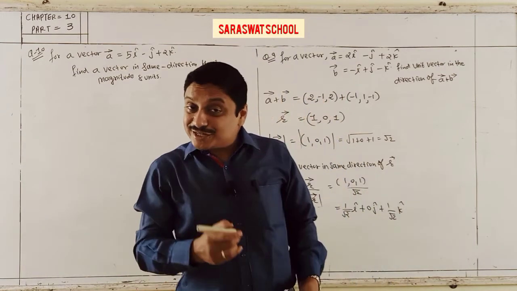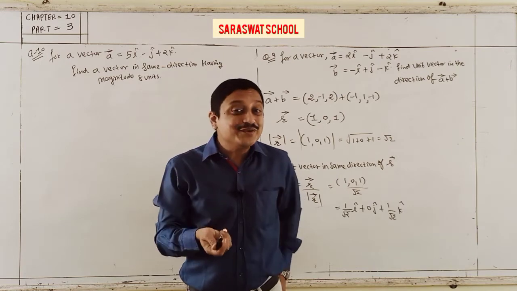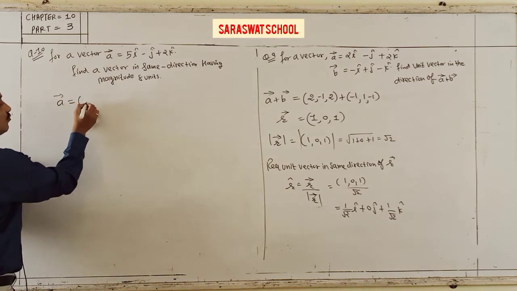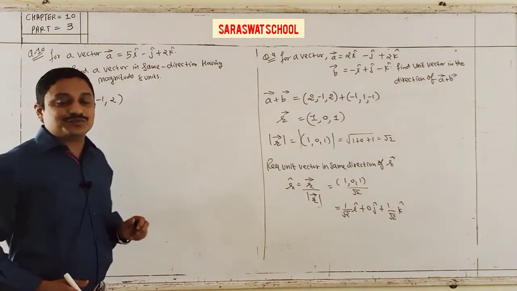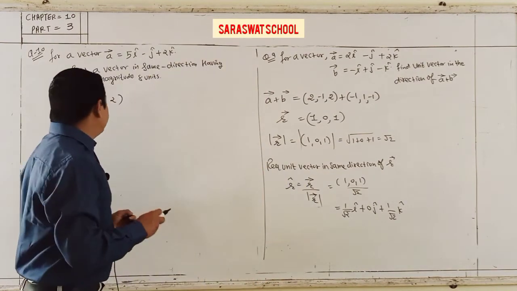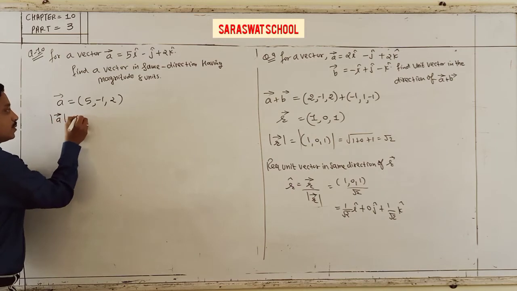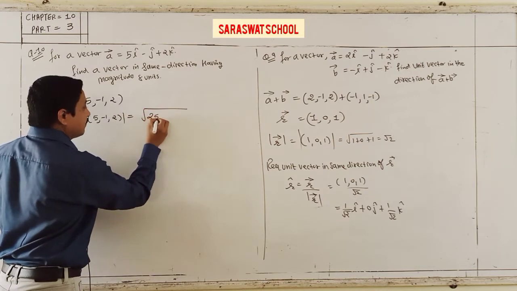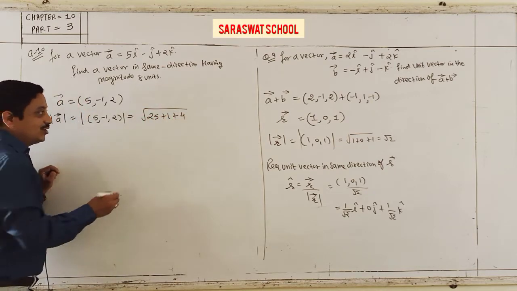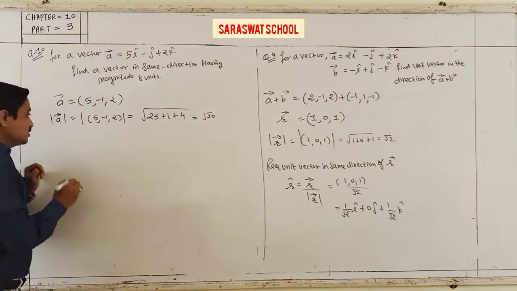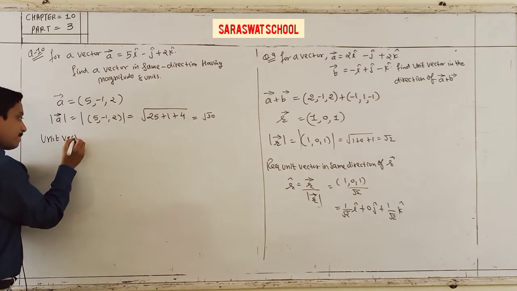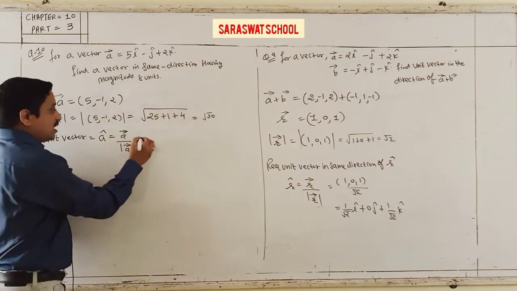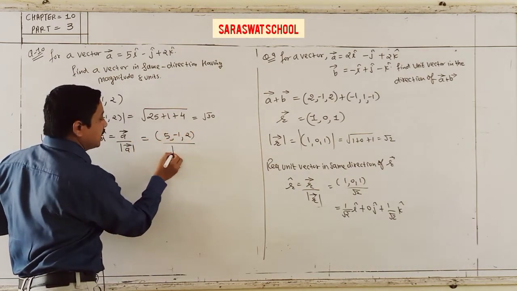So I will take the unit vector first and after that multiply it by the magnitude. Yes students, simple. Our vector A is (5, -1, 2). So students, I take first its magnitude. It is (5, -1, 2), so 25, 1 and 4, it is 30. So what is the unit vector? A cap, A by magnitude A, is (5, -1, 2) by root 30.